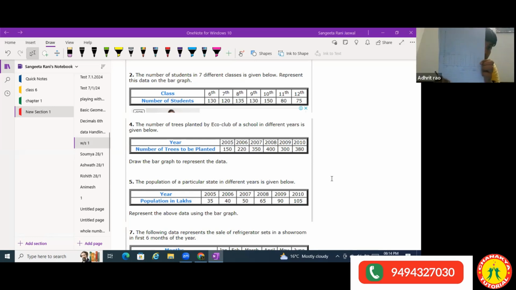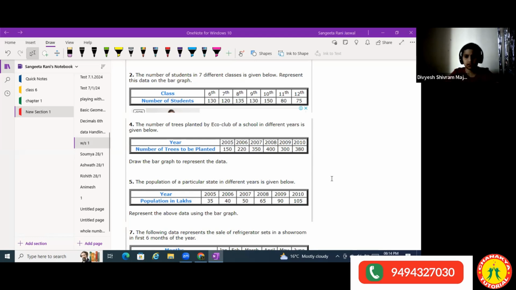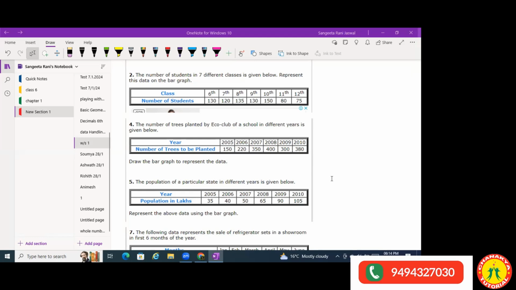Ma'am, and done with the second one. Okay, beta. Yes, Adrit. Bring it more closer. Yes, Divesh. You can see. Yes, Adrit. That's good. Adrit, all your bars are of equal height. How is that? Show me again.